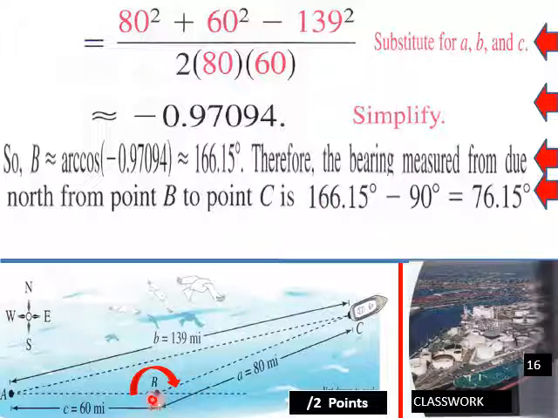Therefore, the bearing measured from the north from point B to point C: we have a 90 here. Let's see, 166.15 minus 90 will be 76.15 for that angle measure, the measure of angle B. Or north 76.15 east. So it's going north by 76.15 degrees east. Take a 90 here, and then you get this measure here.